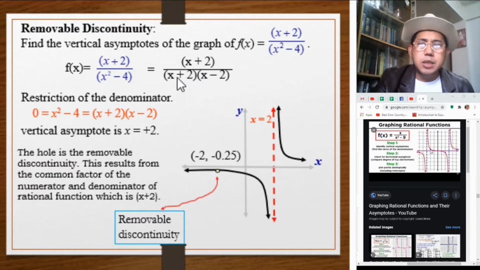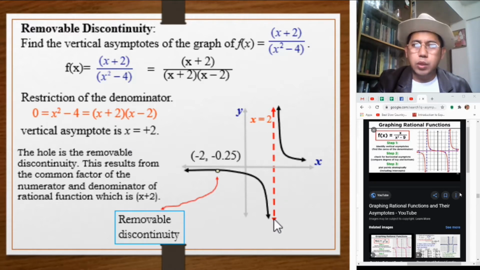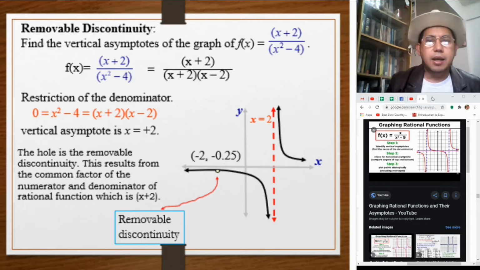That is the reason why we have a removable discontinuity, and this negative 2 will not be considered a vertical asymptote. The only vertical asymptote we have is positive 2. So here is the location of the negative 2. Generally, it is supposed to be the location of another vertical asymptote, but because we have a common factor, this is now our removable discontinuity.